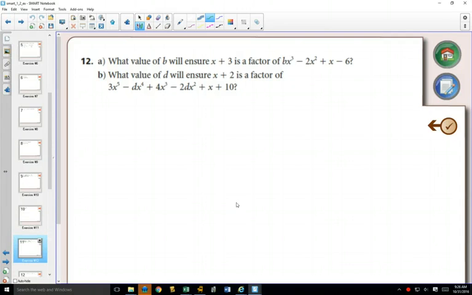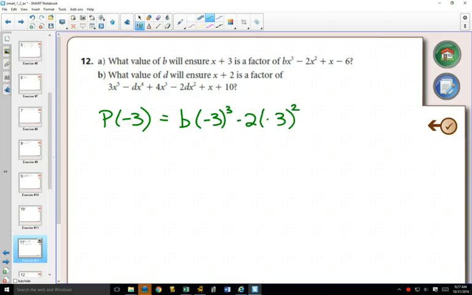So if you just want to pay attention for a second, we'll look at two techniques that I saw while walking around. For 12a, some people use the remainder theorem. The remainder theorem says that if I plug in p of negative 3, I should get 0 if it's a factor. Well, what does it look like if I plug in p of negative 3? I'll have negative 3 cubed minus 2 times negative 3 squared plus b times negative 3 minus 6. And if this is going to be a factor, our remainder theorem says this has to equal 0.